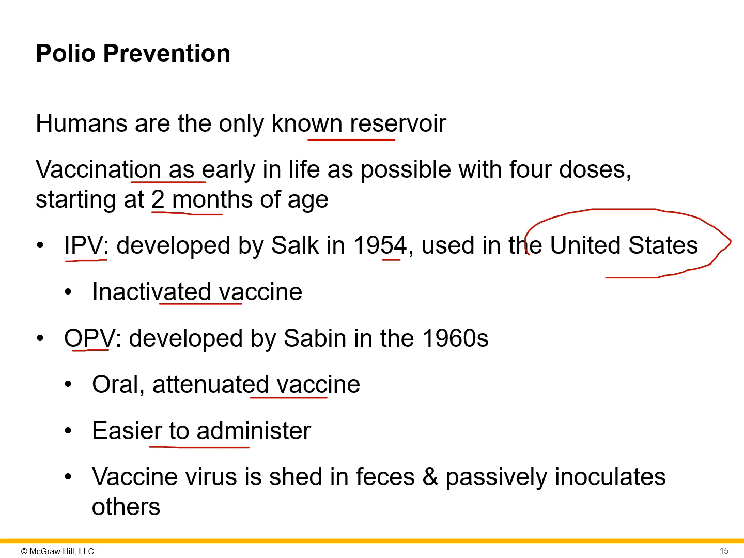So just to prevent any possible spread of the disease in those who are immunocompromised, we use the inactivated. But again, because of the benefits of being more easily administered, the oral is used in developing countries. What's also nice about those in the developing countries is that because they're attenuated viruses, the vaccine viruses are actually shed in the feces, and those can actually passively inoculate others who were not vaccinated.